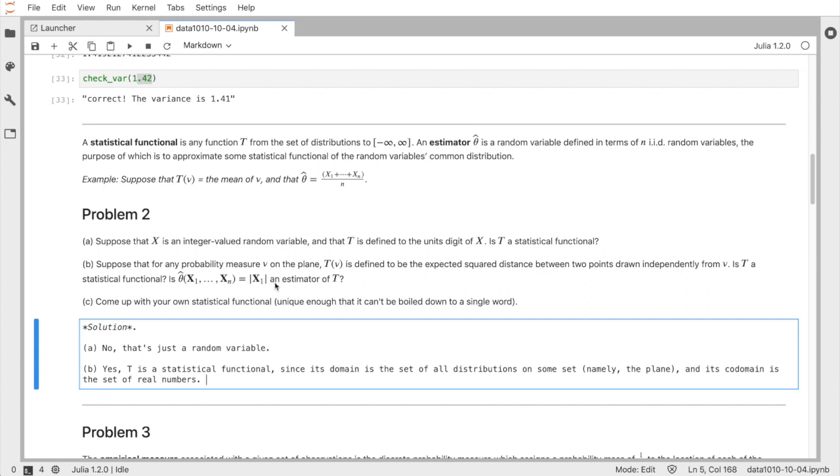This is a bad estimator, but it is an estimator of t because the definition says it just needs to be a random variable defined in terms of n independently drawn observations from the distribution.